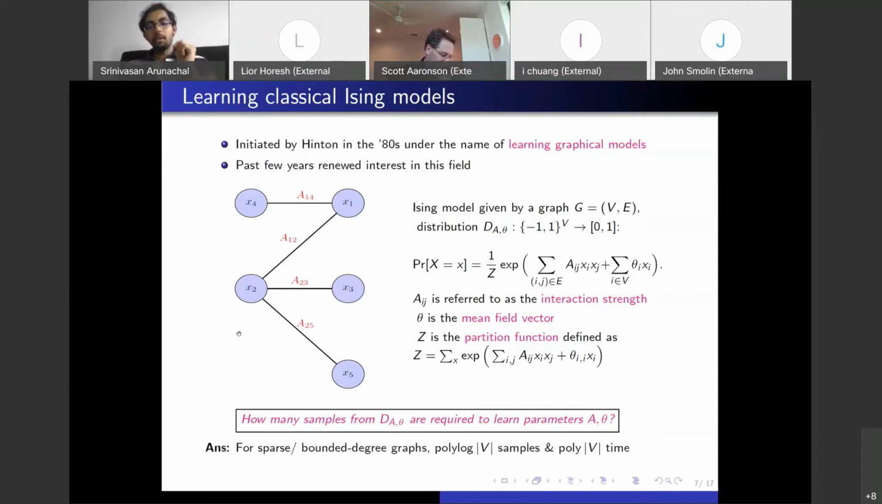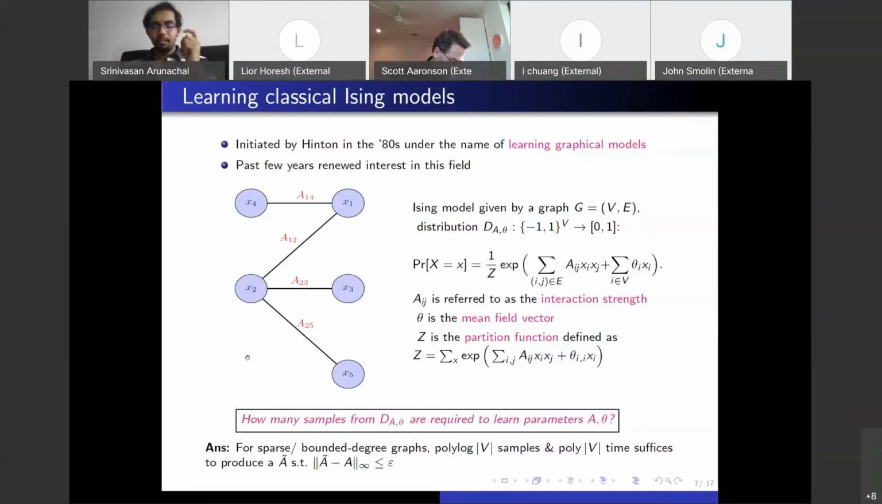What they have shown, at least what the state-of-the-art results are, is that for sparse or bounded degree graphs, polylog in the number of vertices, so think of a graph on n vertices, just polylog n samples from this distribution and polynomial in n time suffice to produce an approximation A tilde, such that entry-wise A tilde and A are epsilon close. So in L infinity distance, you could approximate the interaction strengths of this unknown classical Ising model. Literally, this is the problem, and this is what the state-of-the-art results are.